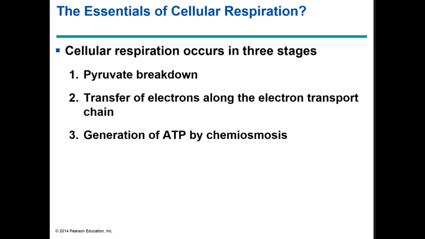Now, after glycolysis has occurred, if oxygen is present, cellular respiration can occur. Cellular respiration occurs in 3 stages. This is where the pyruvate made in glycolysis is further broken down, and also will have transfer of electrons and protons to carrier molecules, which will then release them during the electron transport chain to generate ATP by chemiosmosis.